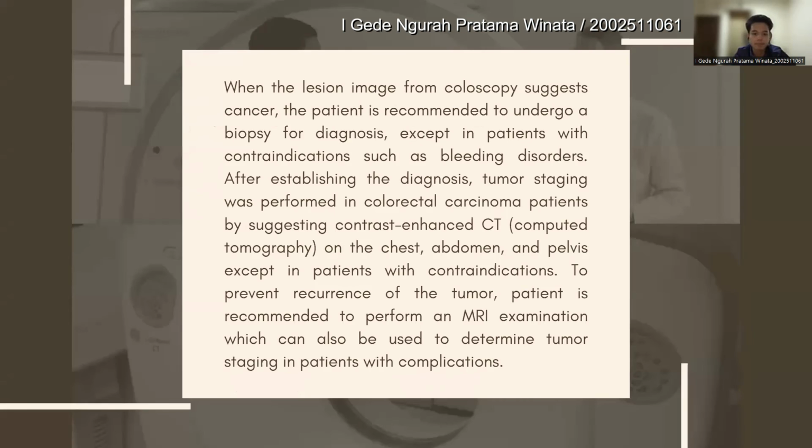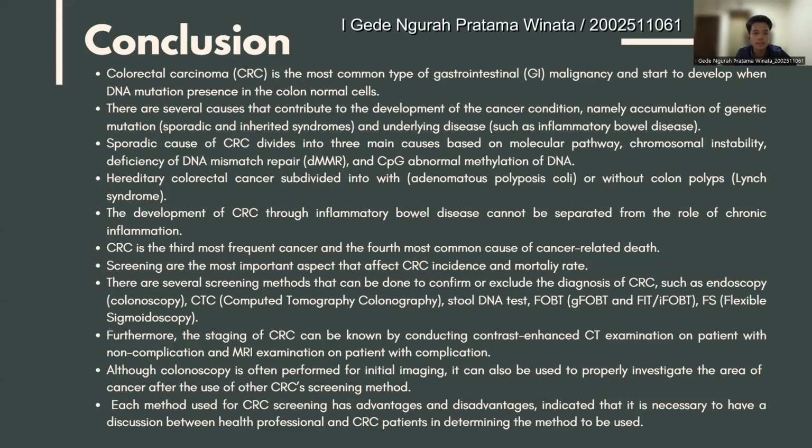Next. When the lesion image from colonoscopy suggests cancer, the patient is recommended to undergo a biopsy for diagnosis, except in patients with contraindications such as bleeding disorder. After establishing the diagnosis, staging is performed in colorectal carcinoma patients by suggesting contrast-enhanced computed tomography of the chest, abdomen, and pelvis, except in patients with contraindication. To detect recurrence of the tumor, the patient is recommended to undergo an MRI examination, which also can be used to determine tumor staging in patients with complications. That is my presentation. Thank you, and next.